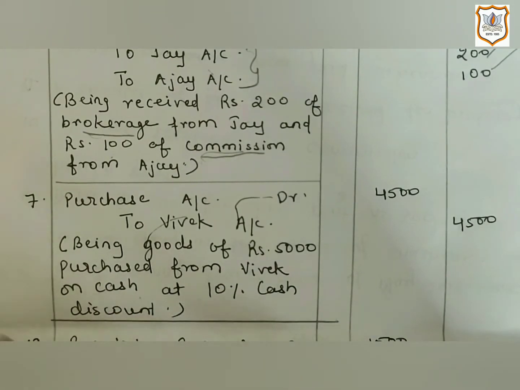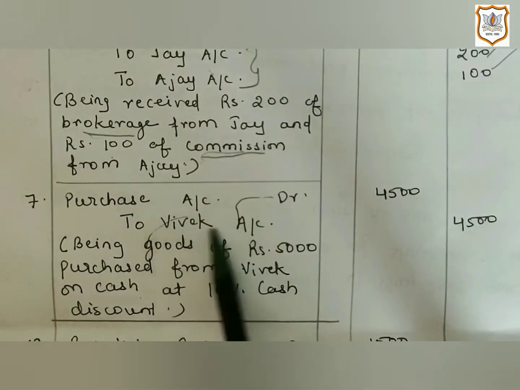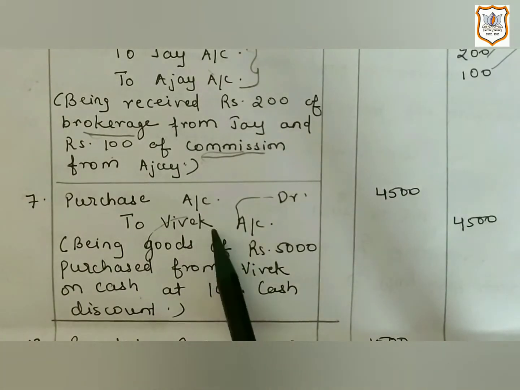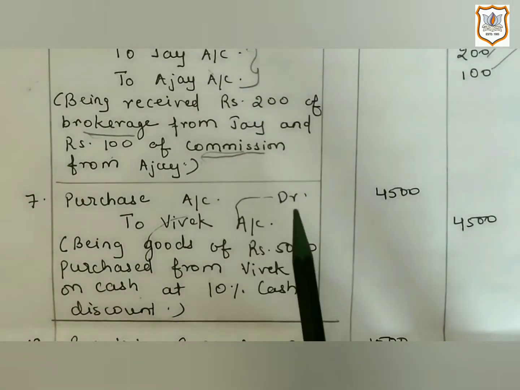So as this transaction is a cash transaction, that means cash account will definitely be affected, which is not written here anywhere. So the first mistake is that cash account is not credited here. If it were a credit transaction, in that case we would credit Vivek's account. But this is a cash transaction, so here cash account should have been credited.